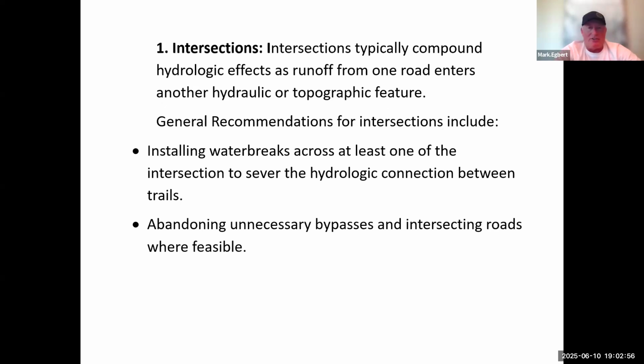So, general recommendations, though I haven't been to your road so I wouldn't do it blindly: generally, water breaks, or abandoning unnecessary bypasses or intersections where feasible. I would say abandoning is really, really good. A lot of times I see unnecessary roads, or 2 roads that go to the same place, and a lot of times we could abandon one and revegetate it. In a year, the landowner is really happy to not have to maintain 2 roads.